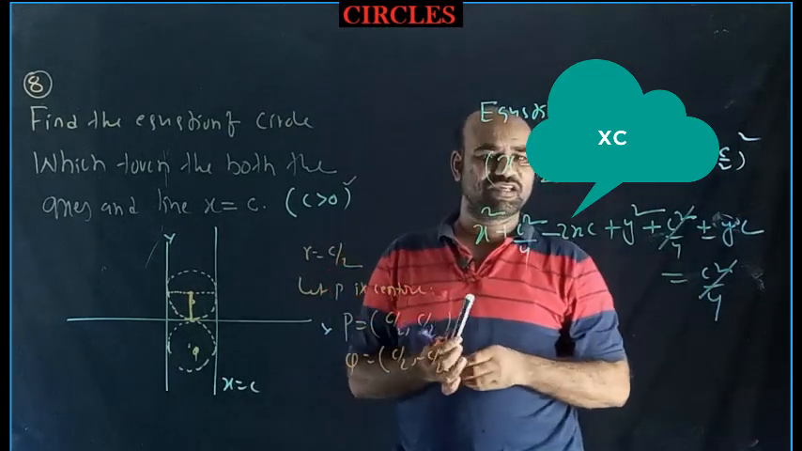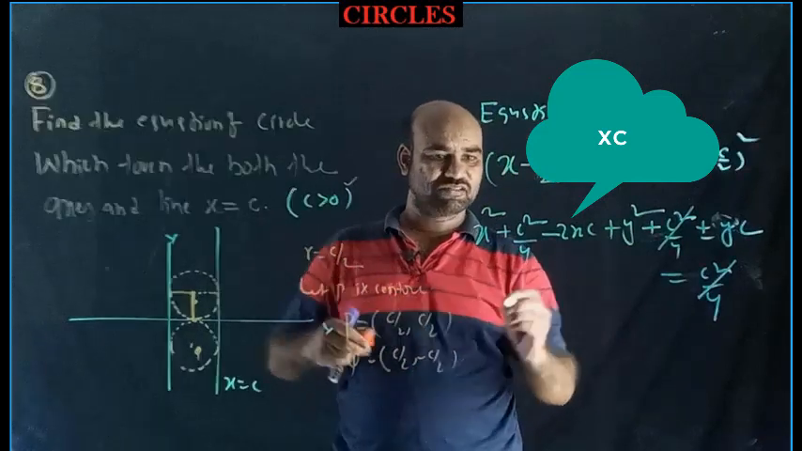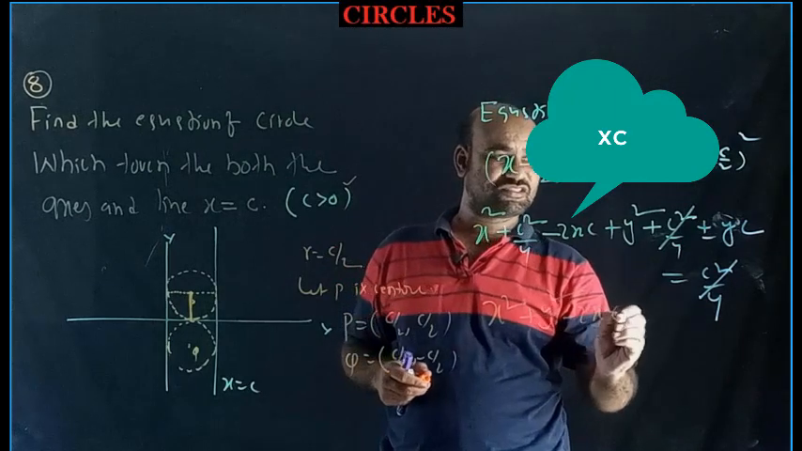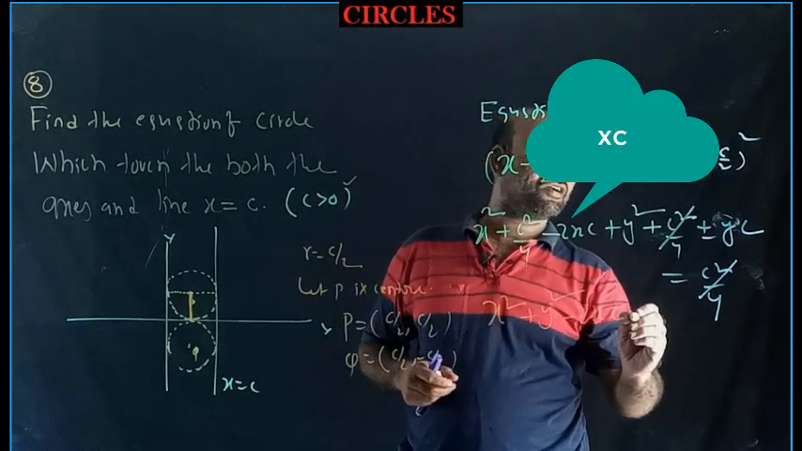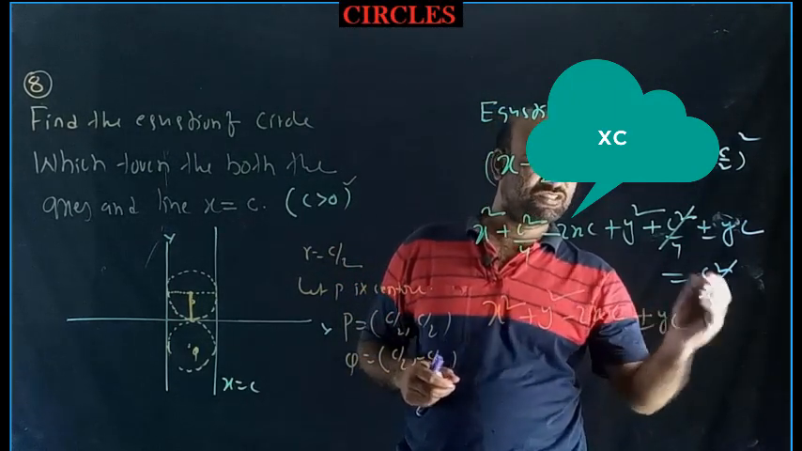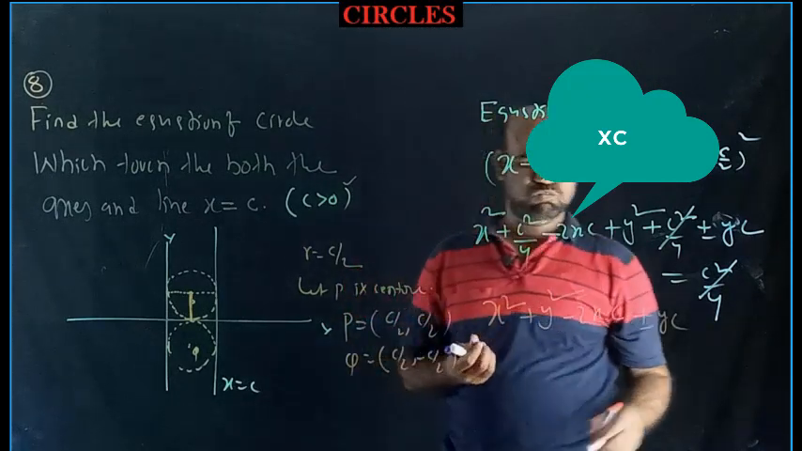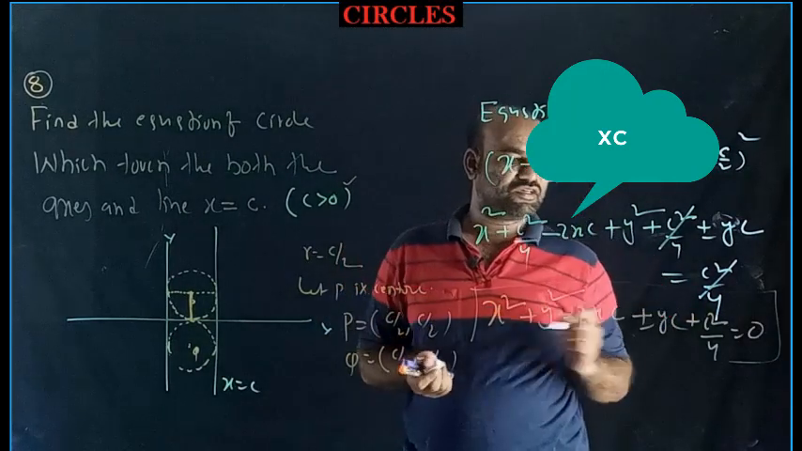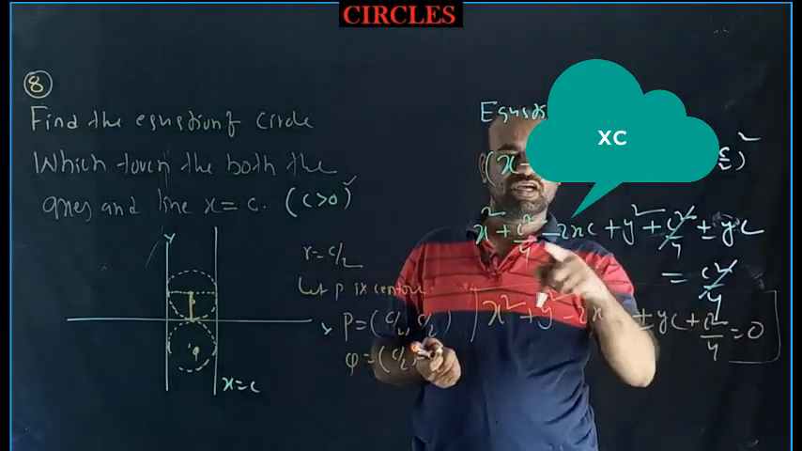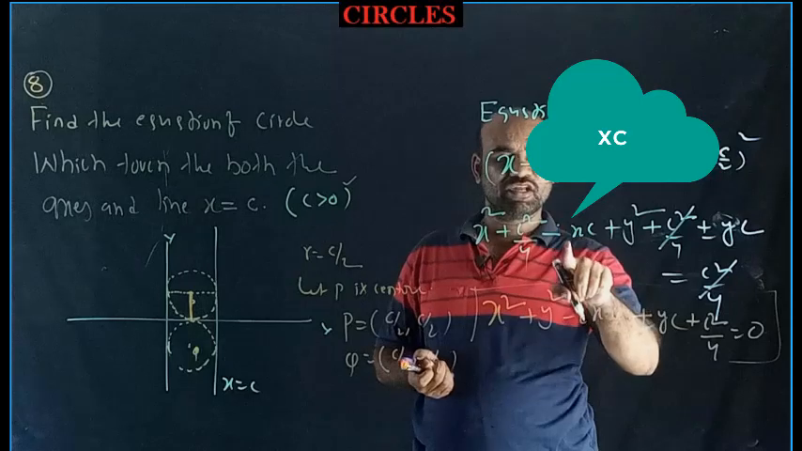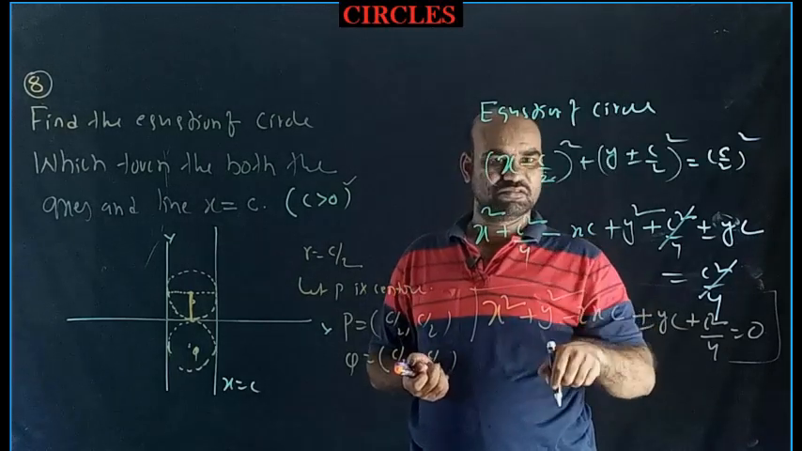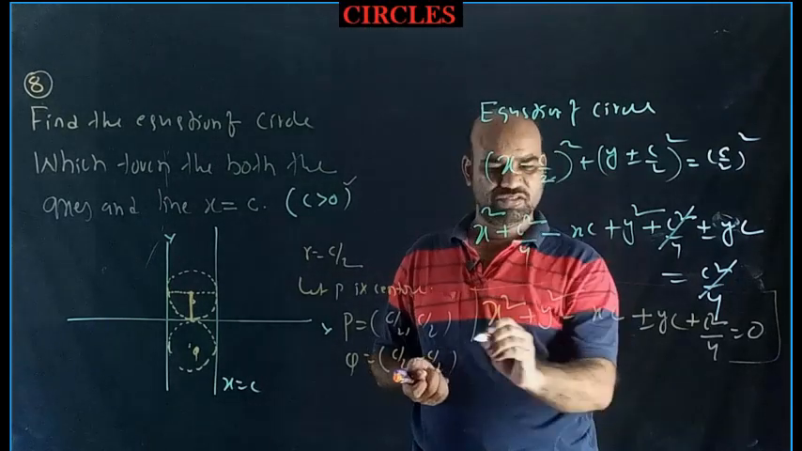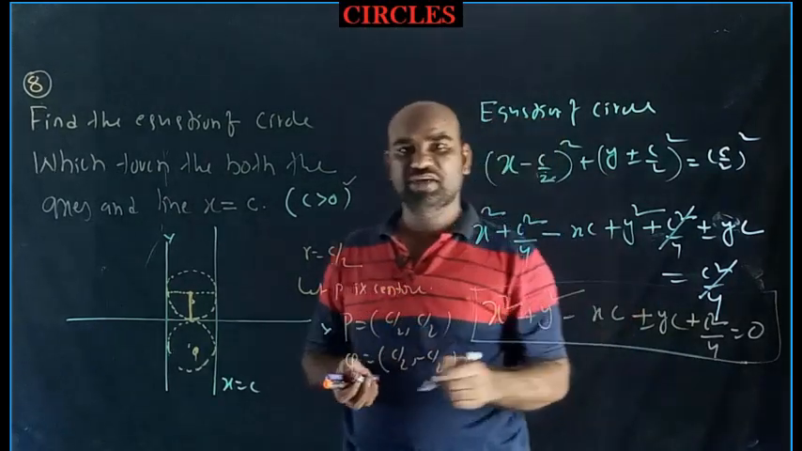So finally what happened here? x square plus y square minus 2xc plus r minus yc plus C square by 4 equal to 0. Okay, this is final. But I think here 2 won't get, no? 2 cancels, only xc. Okay, so this is the combined equation of both the circles.